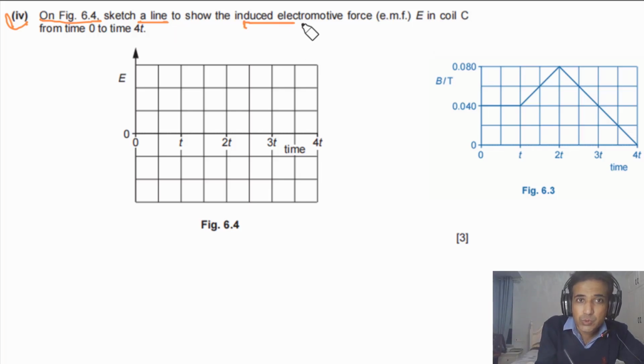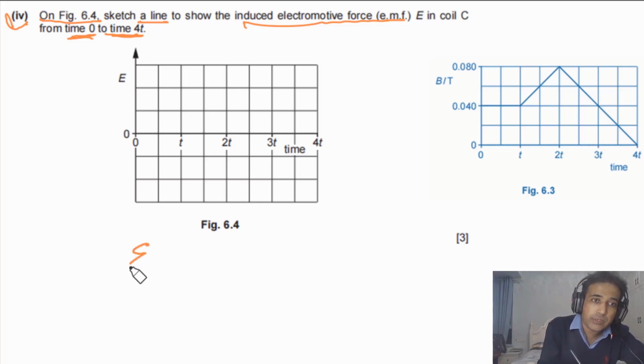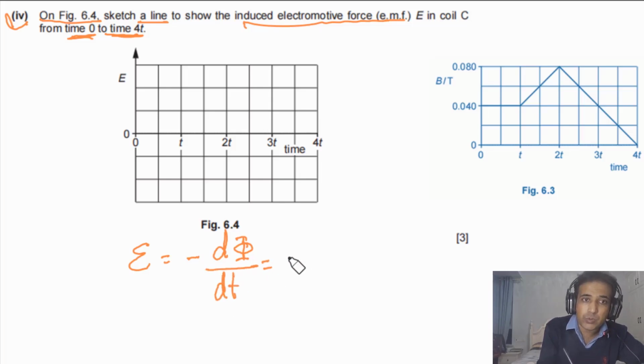To show the induced electromotive force E in coil C from time t equal to 0 to t is equal to 4t. So simply we need to sketch a graph between induced EMF in coil C against time. So first of all, let's try to understand induced EMF. This is equal to negative of d phi by dt. Now magnetic flux linkage is NBA, so NBA divided by dt.